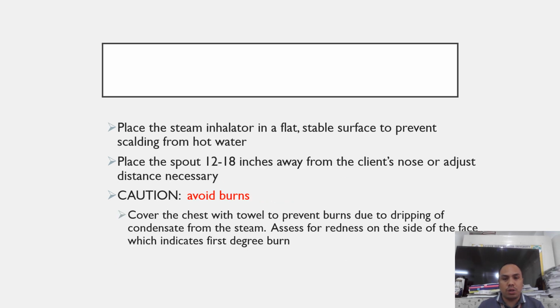Place the steam inhalator on a flat, stable surface to prevent scalding from the hot water, and place the spout 12 to 18 inches away from the client's nose, or adjust the distance as necessary. Okay, the caution in our steam inhalation is to avoid burns. So cover the chest with a towel to prevent burns due to the dripping of condensate from the steam. Assess for redness on the side of the face, which indicates a first degree burn.